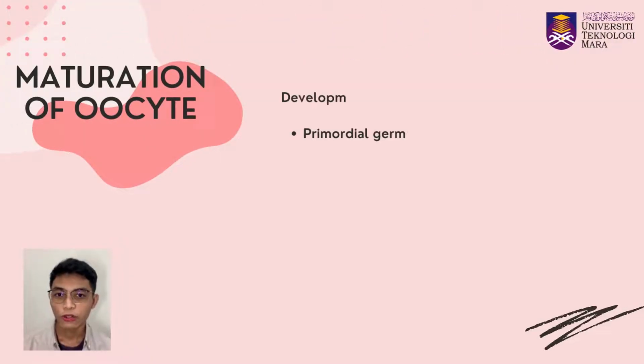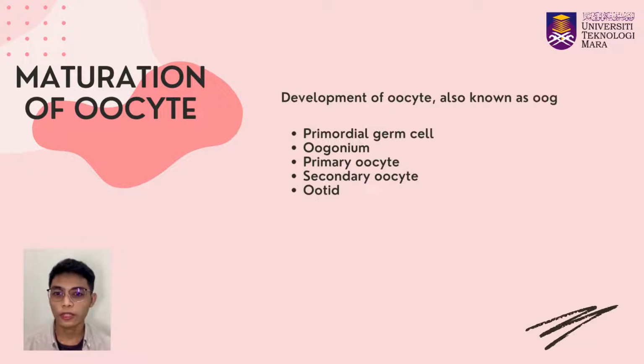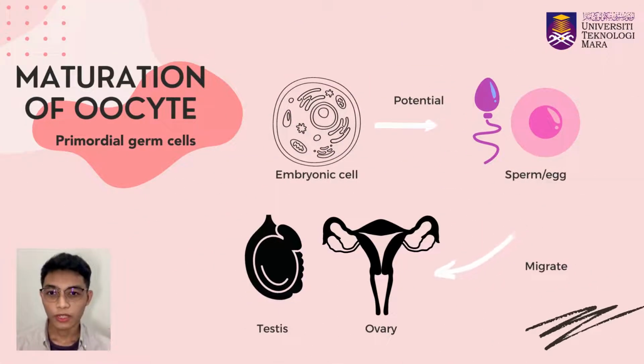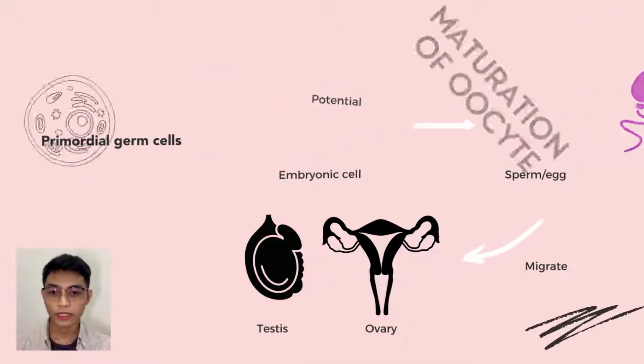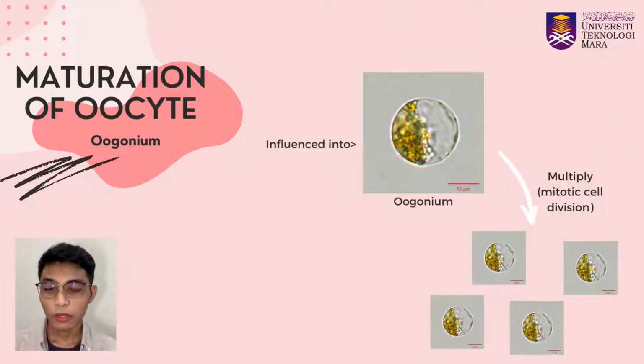Maturation of oocyte or development of oocyte is also known as oogenesis, in which an oocyte transforms into a mature ovum. It consists of different phases such as primordial germ cell, oogonia, primary oocyte, secondary oocyte, oocyte, and then ovum. Primordial germ cells are embryonic cells that have the potential to develop into sperm or oocyte cells. These cells migrate toward the testicles or the ovaries. Once there, they will be influenced by the cell's death to develop into oogonia.